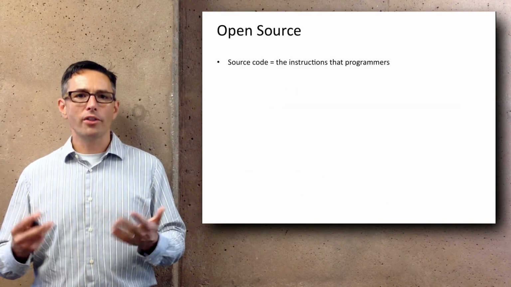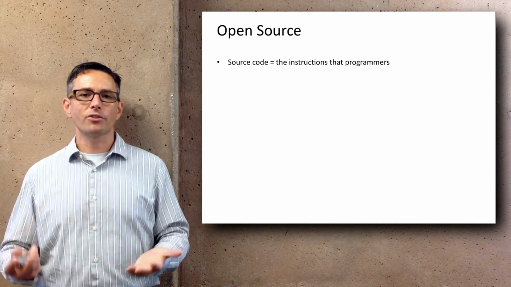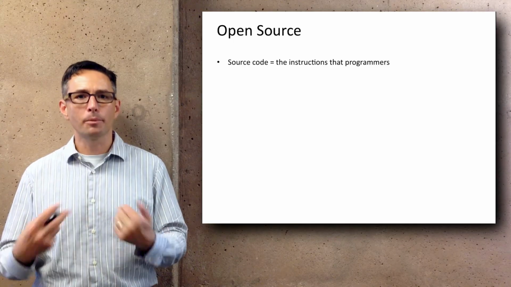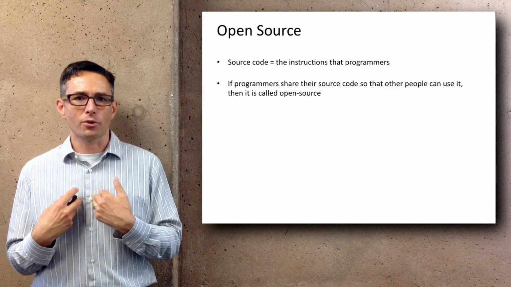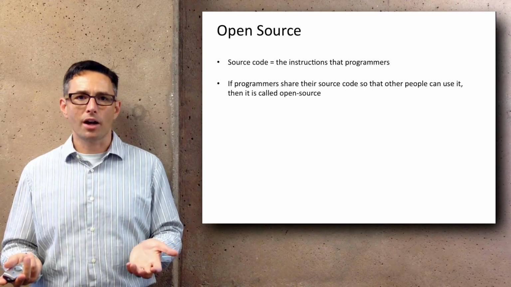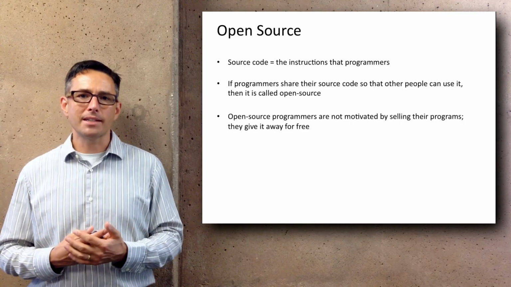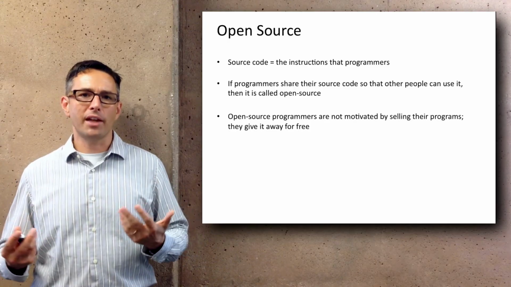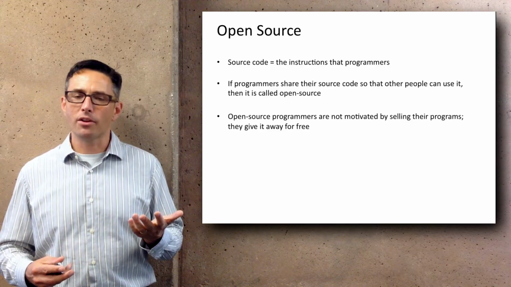Source code are those instructions, those programs that you write. That's called source code. The source code is compiled by compilers into programs or apps. If you allow other programmers to use your source code, so if you share your source code, then that's called open source software. And open source programmers are usually not motivated by selling their programs. Usually they're motivated by other things. They tend to give it away for free so that people can use it, or maybe they want to make money on their software in other ways.